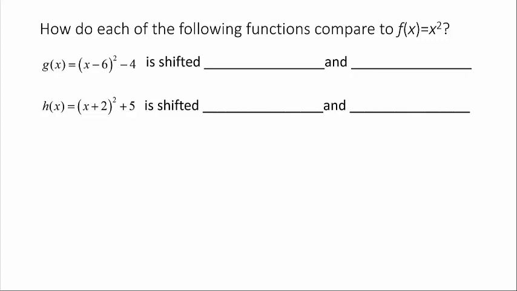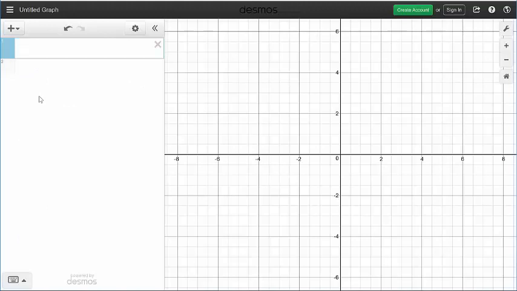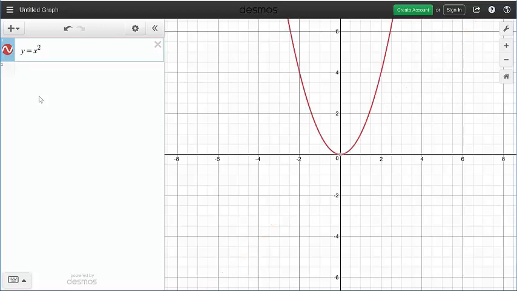So the first function is g of x equal to (x minus 6) quantity squared minus 4. And we want to know how is that shifted. It's got some horizontal and some vertical shifting. So let's go to Desmos here and just explore this for a minute. I want to start with y equals x squared because that's what we're supposed to compare everything to, and I just want to get a sense of this generally, not just for the examples that we were given in the problem.